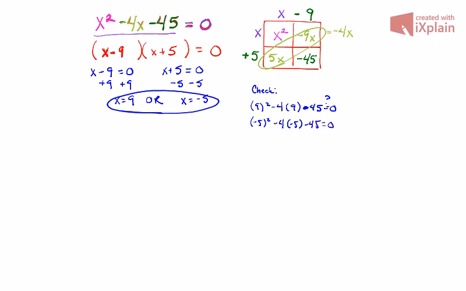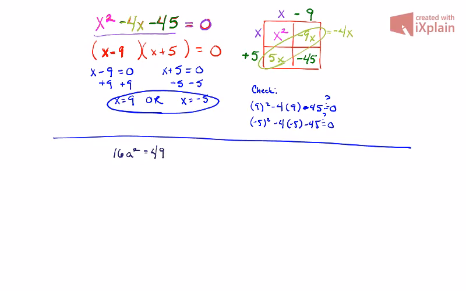Okay, so another problem that I would suggest will be the following. Let's try 16a squared is equal to 49. Again, in this situation, we do want to make sure that everything is set equal to 0 first. So what I would suggest doing is let's remove a 49 from both sides. So this is going to give me 16a squared minus 49 is equal to 0.